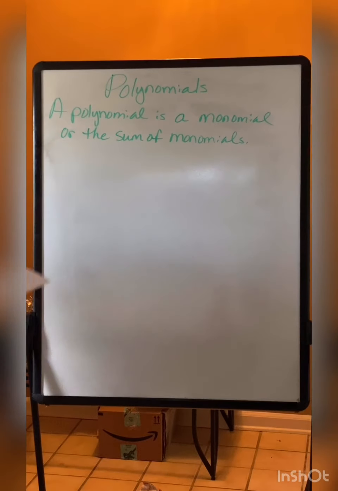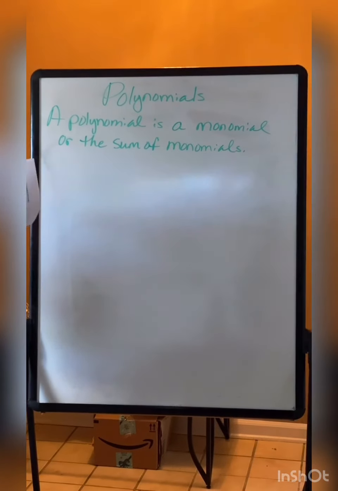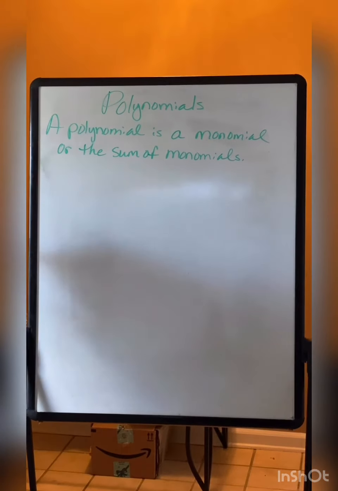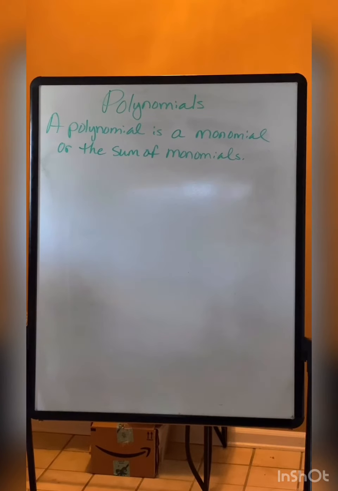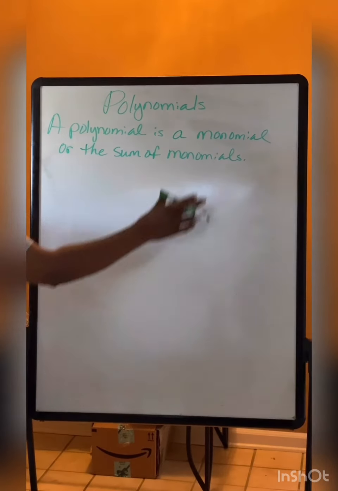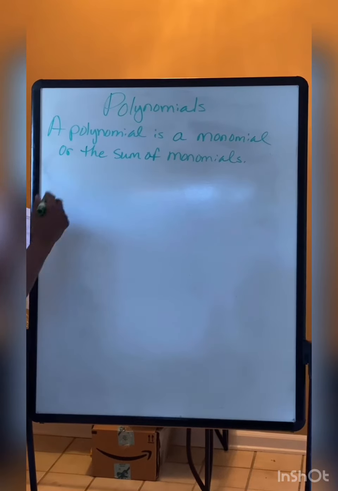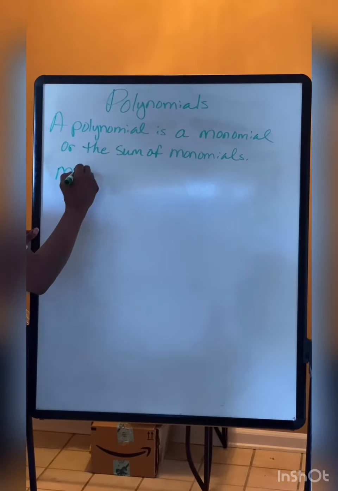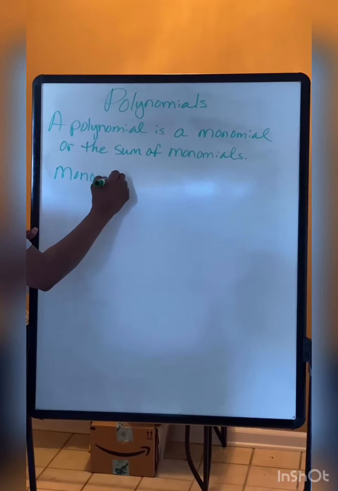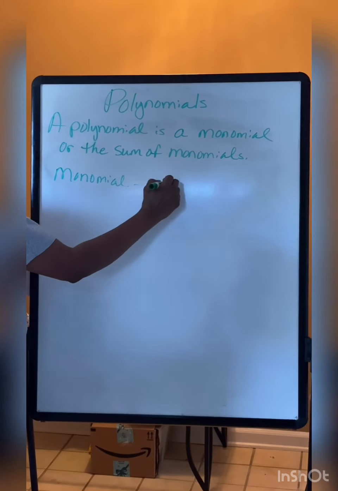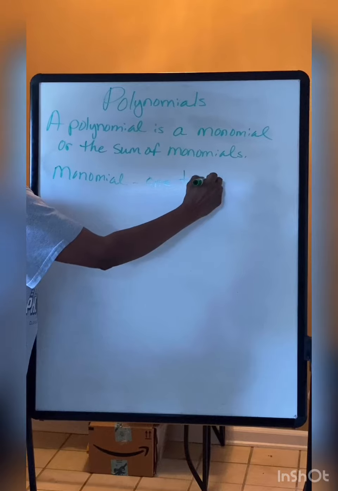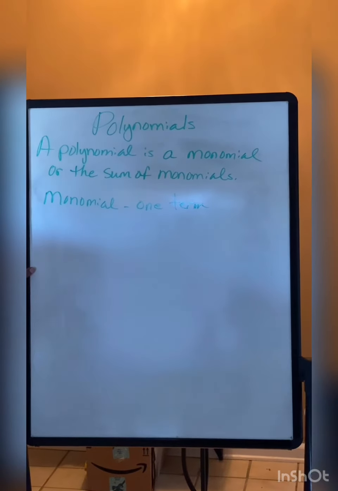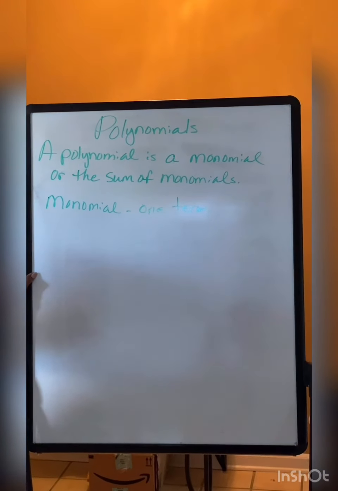All right, today we're going to take a look at what we call polynomials. A polynomial is a monomial or the sum of monomials. As I use the terminology monomial, let's go back and refresh our memory of what a monomial is. A monomial has one term. Terms are separated by either addition or subtraction symbols.